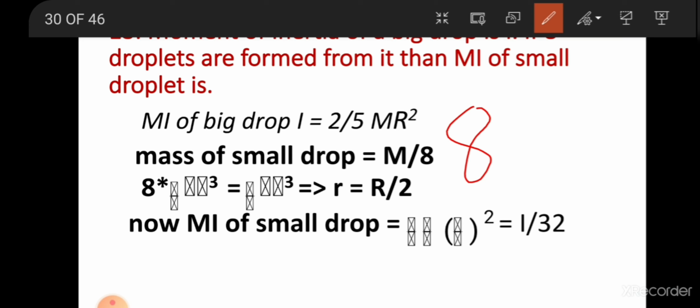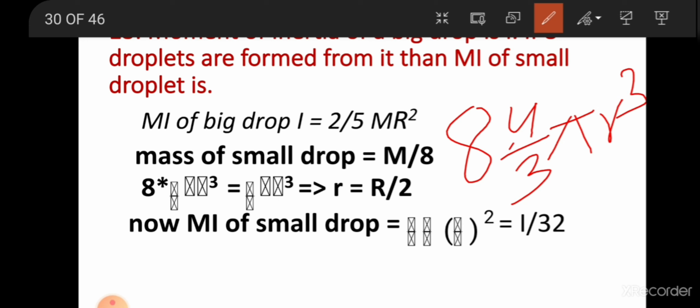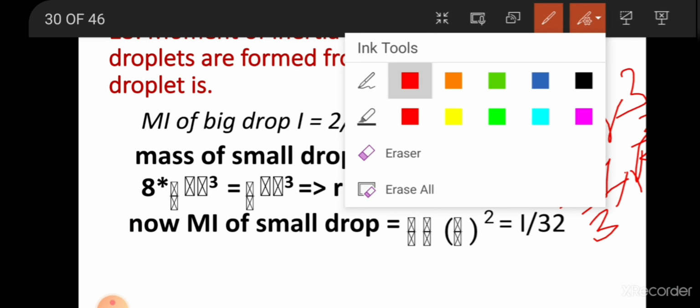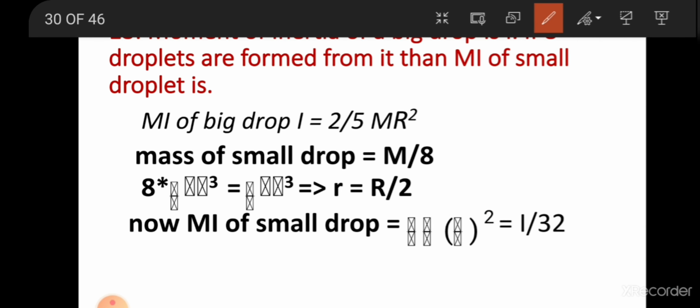The new volume of that small drop is 4/3 πr³. And if we gather all these 8 small droplets, we will get the big drop. So 4/3 π R³ must be equal to 8 × 4/3 π r³. Let me erase this and write it more clearly.